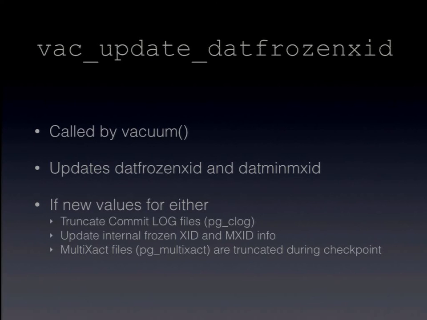Generally that probably only happens if it was run as a freeze vacuum. But it is smart enough to recognize that if it just so happened that it was a plain vacuum, but it did visit every single page, then we know that we have the most recent up-to-date information on what the oldest transaction ID and MXID in the table are. It will then still do the update.